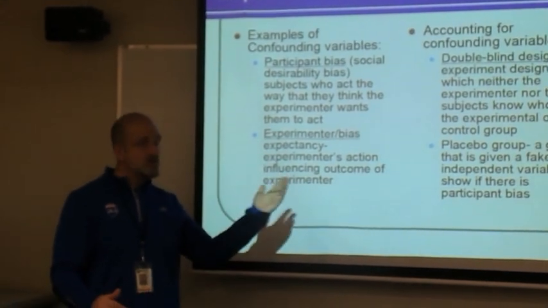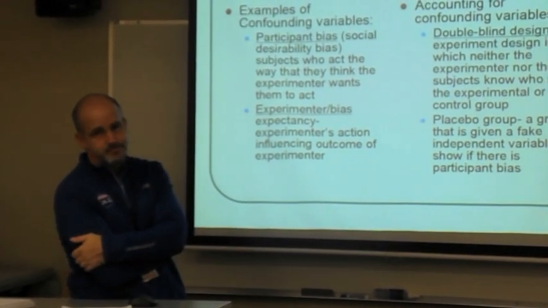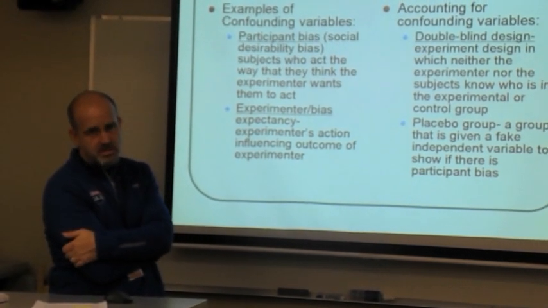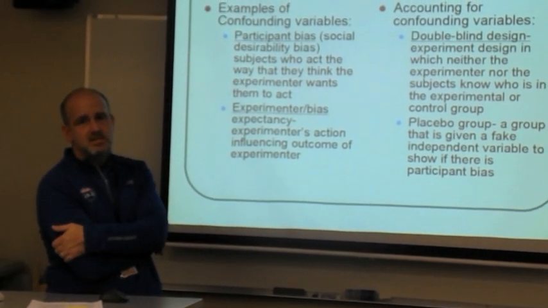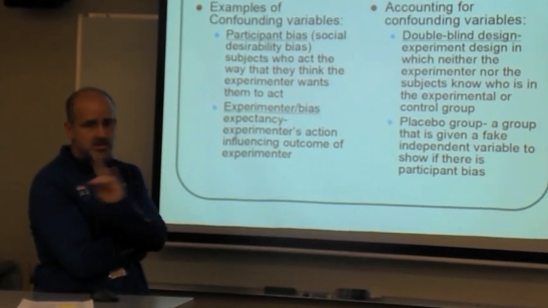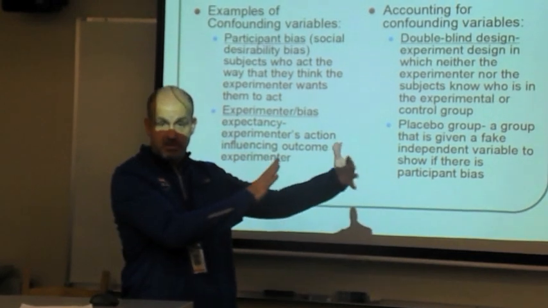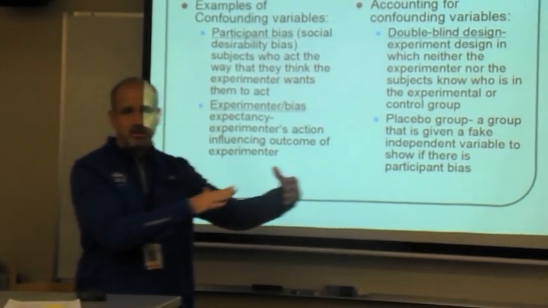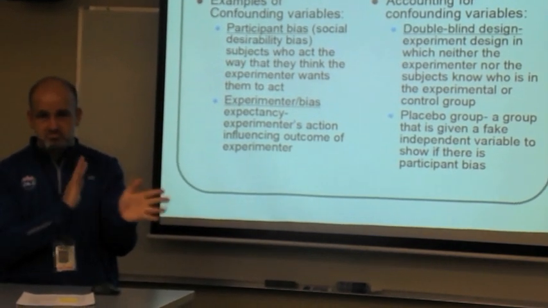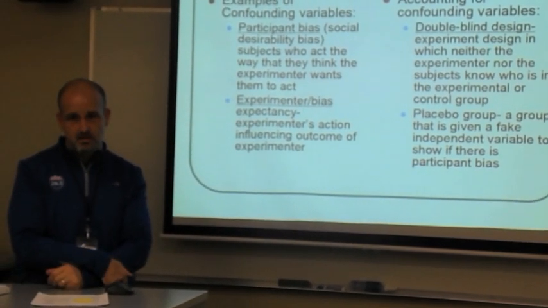Now, how you can account for confounding variables? You sometimes can. You can try. Double-blind procedure is the most common. Double-blind design is an experimental design when the researcher doesn't know who's in the experimental group, which was the group getting the independent variable, and who's in the control group. So they can't give any favoritism because they don't know who's being tested and who's not.